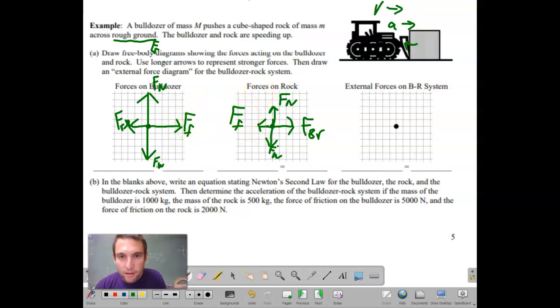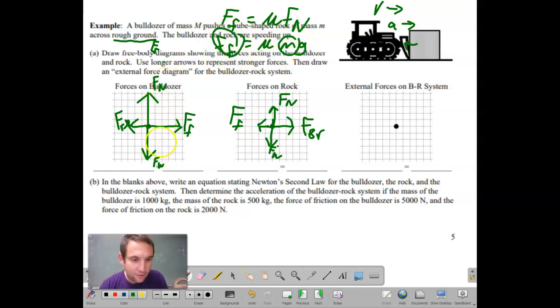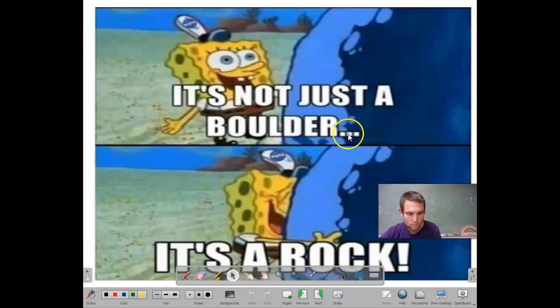So think about it. We have frictional force equals mu times the normal force. And we know the normal force is mass times acceleration due to gravity, so our frictional force equals mu times mg. If we increase our mass, we're increasing our frictional force. We obviously have a larger mass with the bulldozer than we do for the rock.